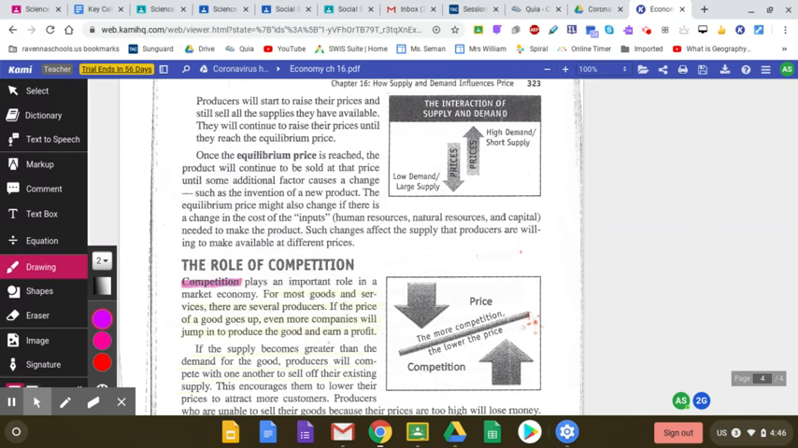The equilibrium price might also change if there is a change in the cost of the inputs. And remember, your inputs are your human resources, natural resources, and capital. The only thing missing there is entrepreneur. The entrepreneur brings those factors of production together, needed to make the product. Such changes affect the supply that the producers are willing to make available at different prices.